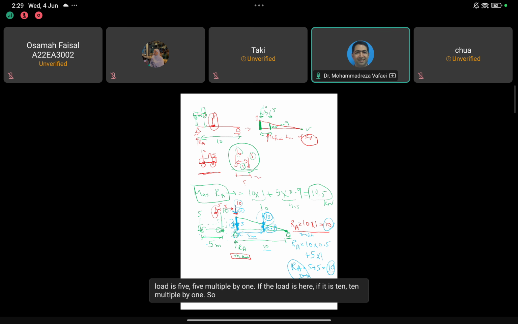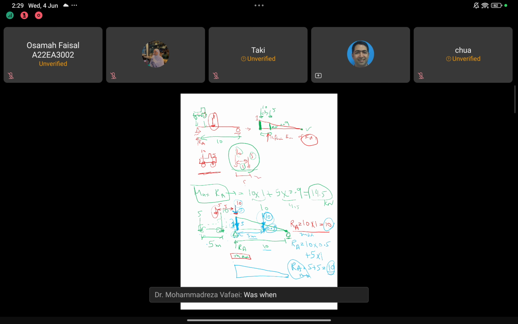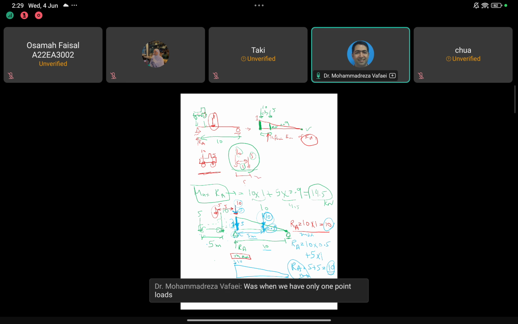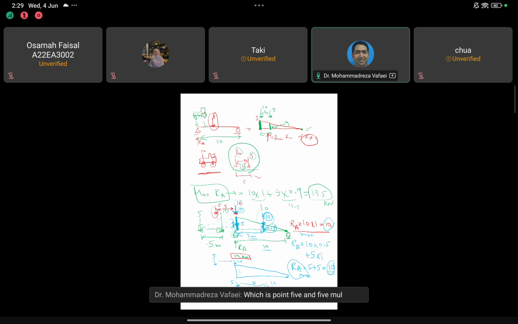So we investigated two scenarios. One scenario was when we have only one point load, and the second one is out of the bridge, so we multiply 10 by 1. Scenario number 2 is both point loads are on the bridge. The last tire is here, the first tire comes here, and the distance is 5. So 10 multiplied by this height, which is 0.5, and 5 multiplied by this height, which is 1. Clear?